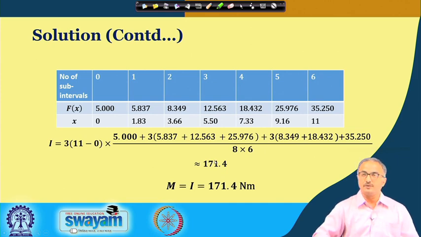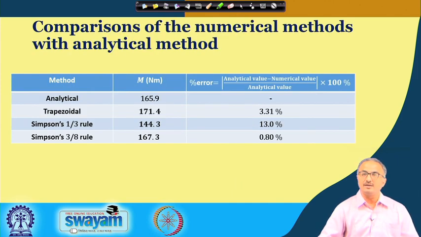Now next what we do is that we make a table for comparison of the results from the 3 methods with the analytical method solution, because the analytical solution is supposed to be the real value. So here we have put those things: this is the analytical value and these are the values with all these 3 methods. And here you can see how these errors are changing, and you can see here that the 3/8 rule gives us the best result.